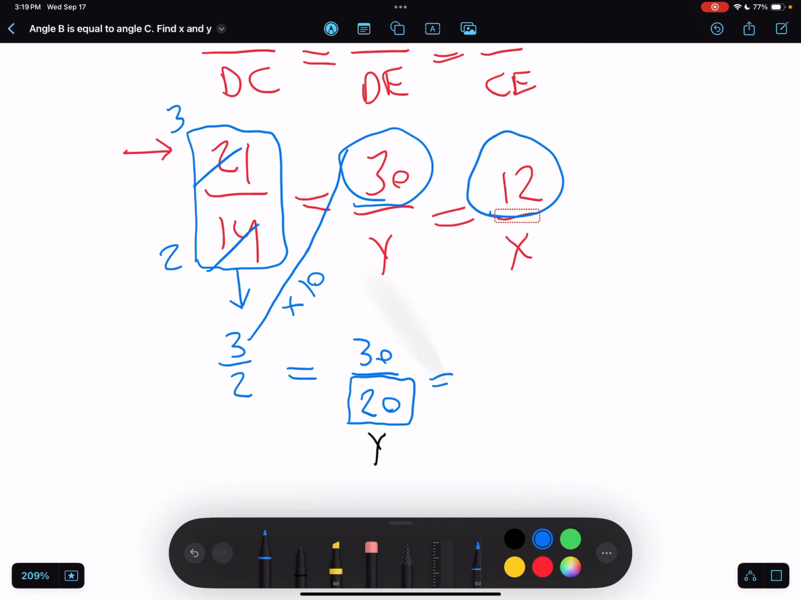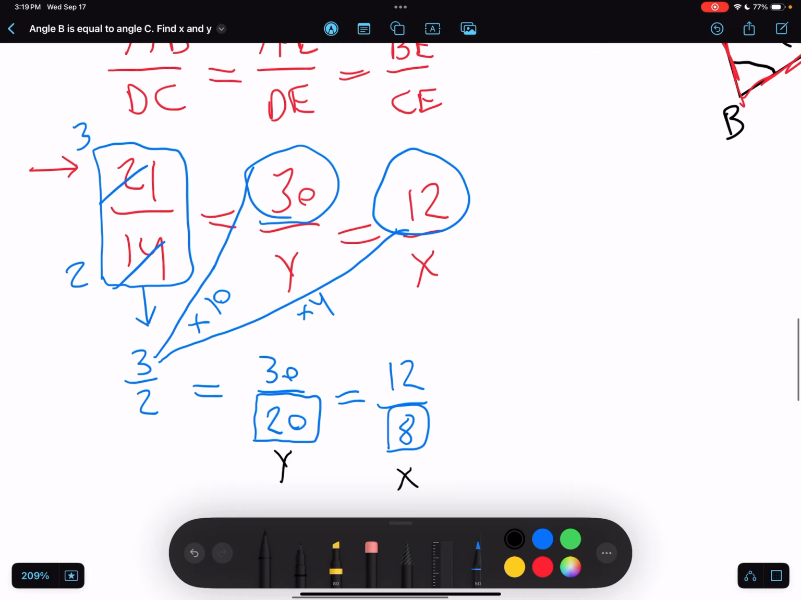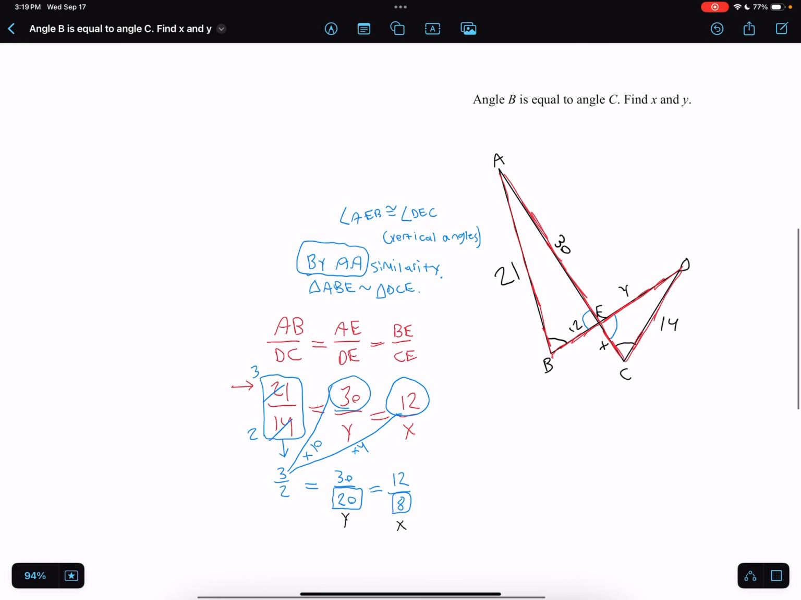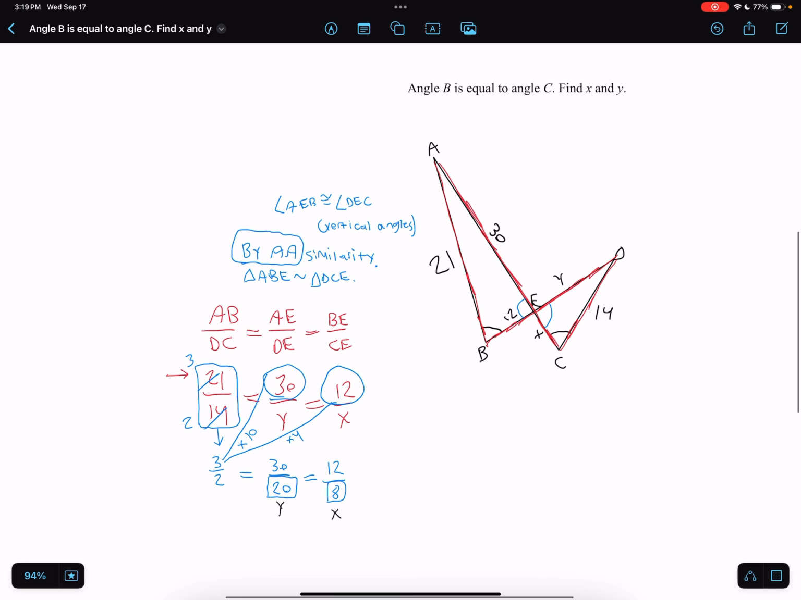Okay, same thing for this final fraction. We've got the 12. So 3 times 4 would give you 12, which means 2 times 4 would give you x. So we have 12 over 2 times 4, which is going to be 8. So we've got our values for x and y. x is 8, and y is 20. And right there, we've successfully solved this geometry problem involving similar triangles and angles.